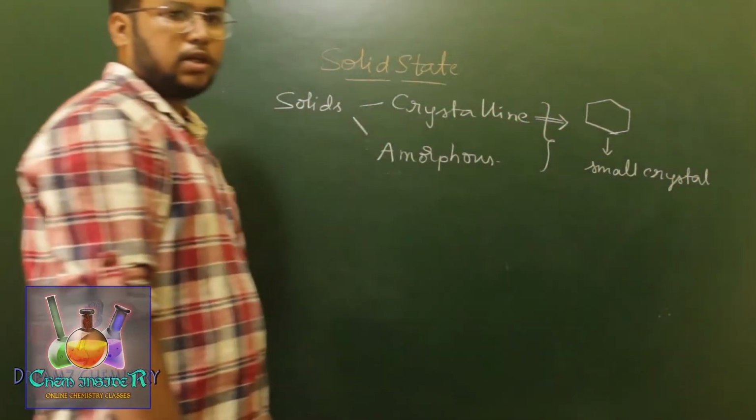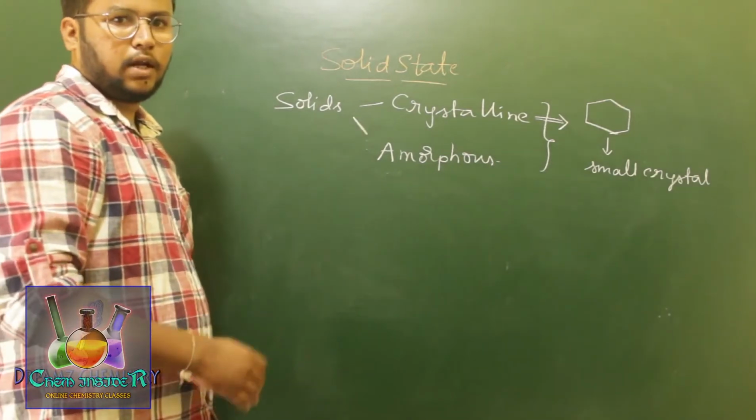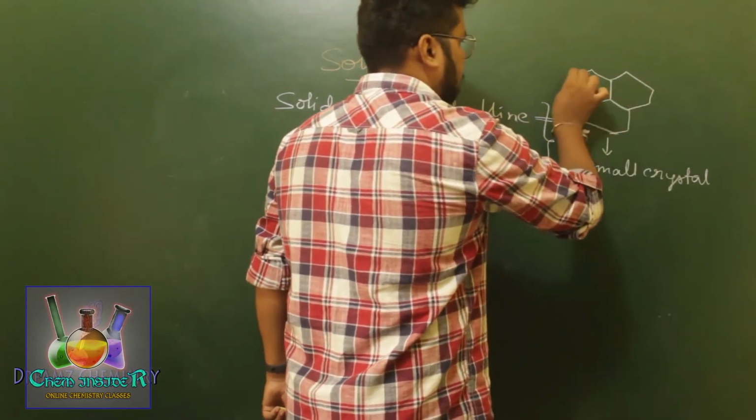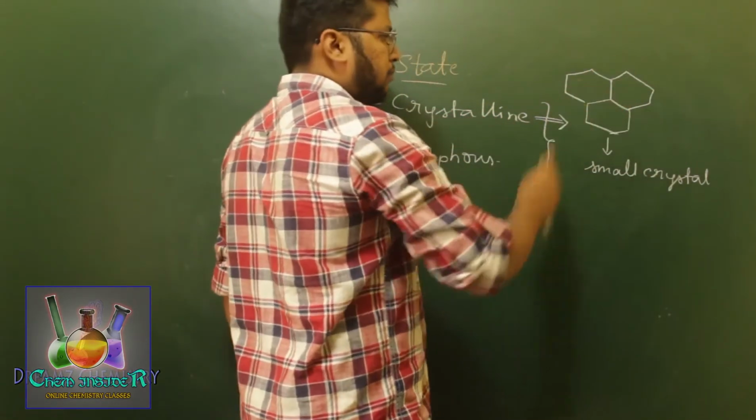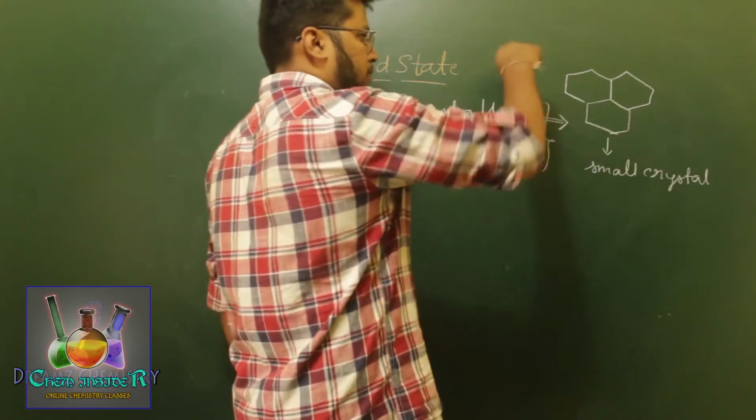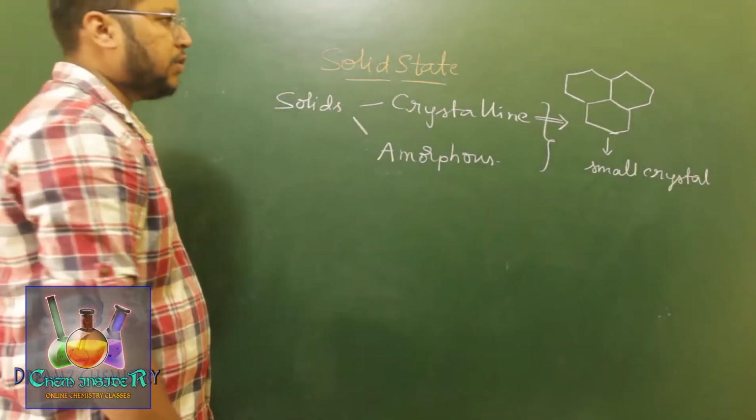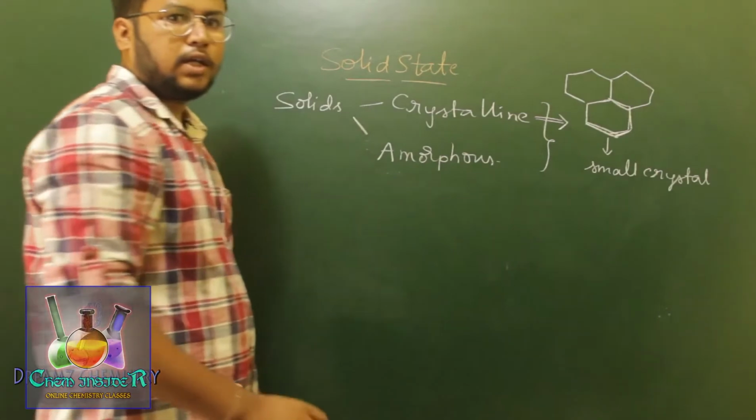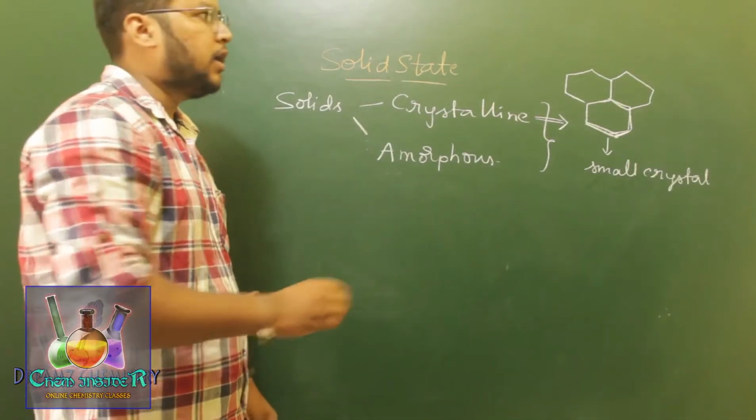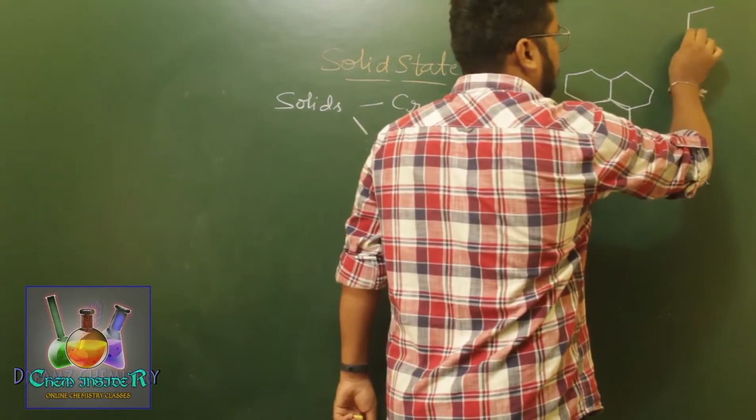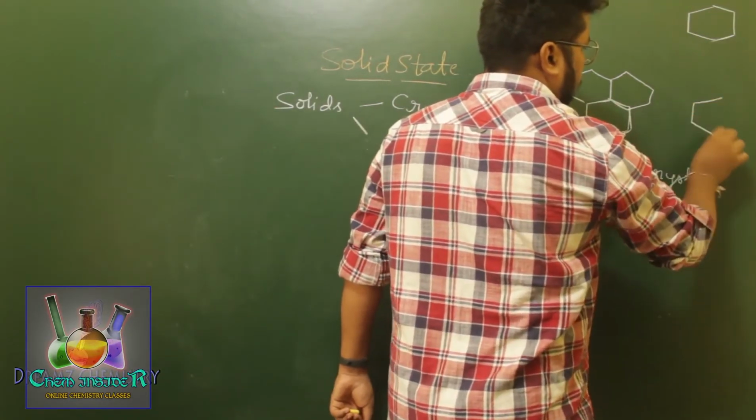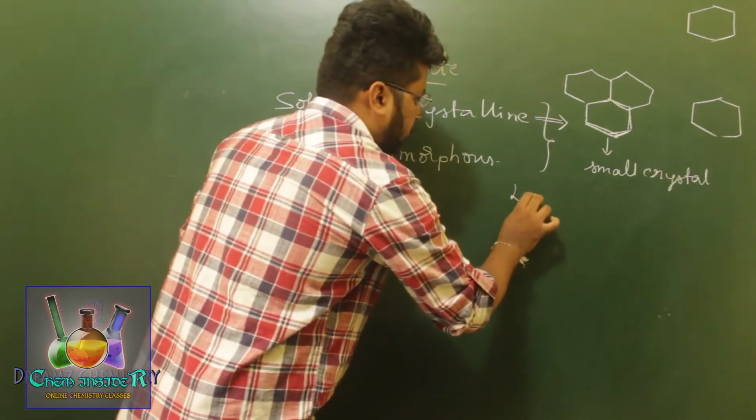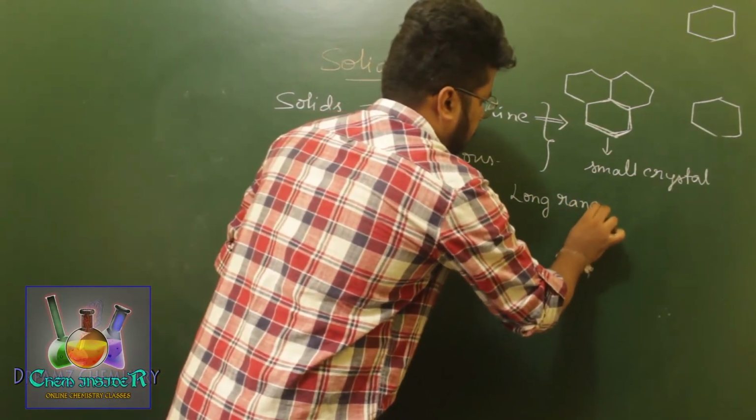This small crystal is arranged in a definite manner in three dimensions. It is arranged like this: one over here, one above the plane, one in front, and one at the back. If we know the composition at one point of a crystalline solid, we can clearly depict the composition at another place, because they have a similar composition at different parts. This makes them have a long range order. So what is this long range order?